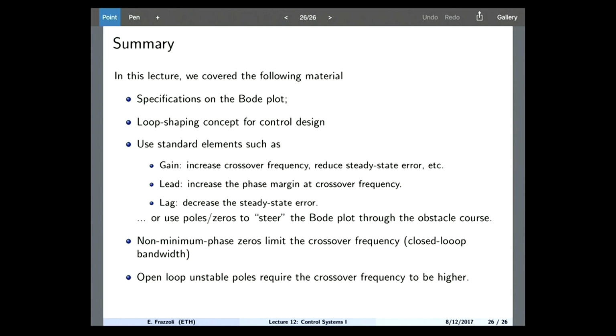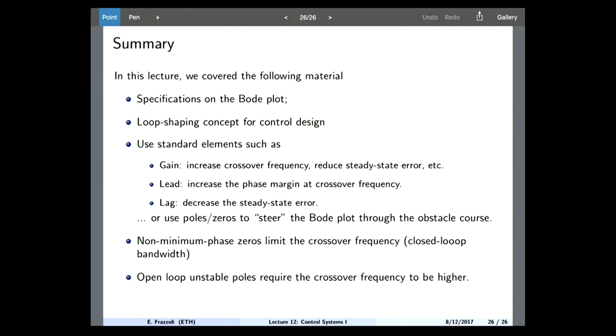Of course, it needs a little bit of practice to do it nicely. Probably your first design will be 5 zeros and 5 poles, right? Like a lot of corrections. And then as you get better, you will learn how to do it in a more elegant way with the minimum amount of corrections that you need, okay?